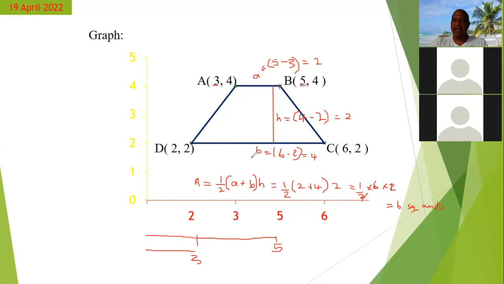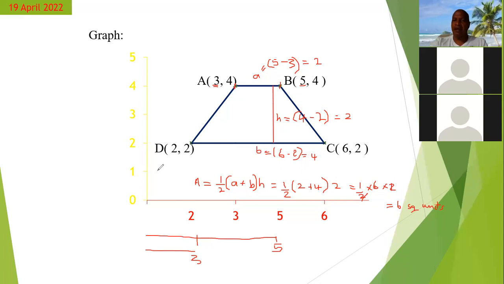Now, the value for A has to do with the length of the shorter parallel side, right? Now, to get that length, you look at the x coordinates at those points. So the x-coordinate at A would be 3, the x-coordinate at B would be 5. Now you subtract the 3 from the 5. So the smaller one, you subtract it from the larger one. So when you do that, 5 minus 3, you get 2. So that value would now be A. Following?